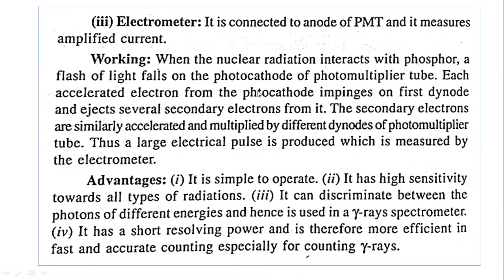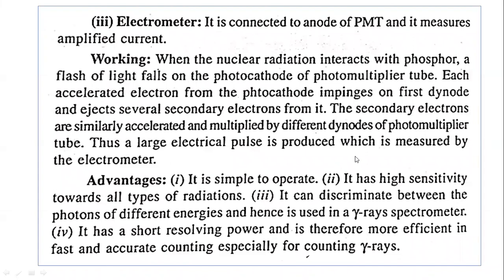Okay, each accelerated electron from the photocathode strikes, or impinges, on the first dynode and ejects several secondary electrons from it. Okay, the secondary electrons are then accelerated in the multiple dynodes which are in the photomultiplier tube. Thus, a large electrical pulse is produced, which is measured by the electrometer.